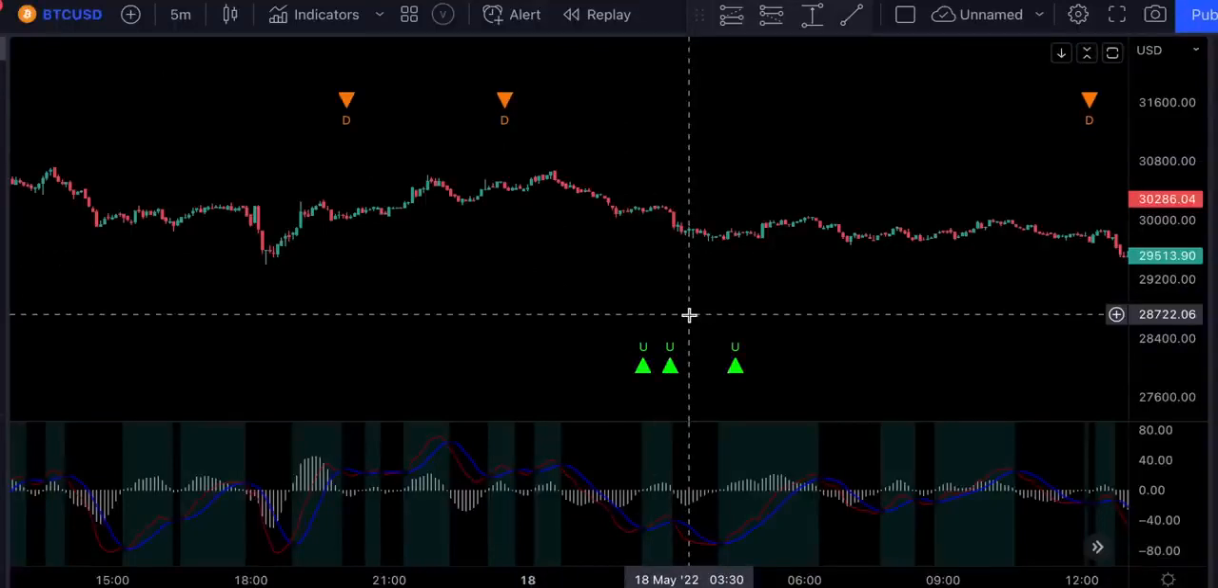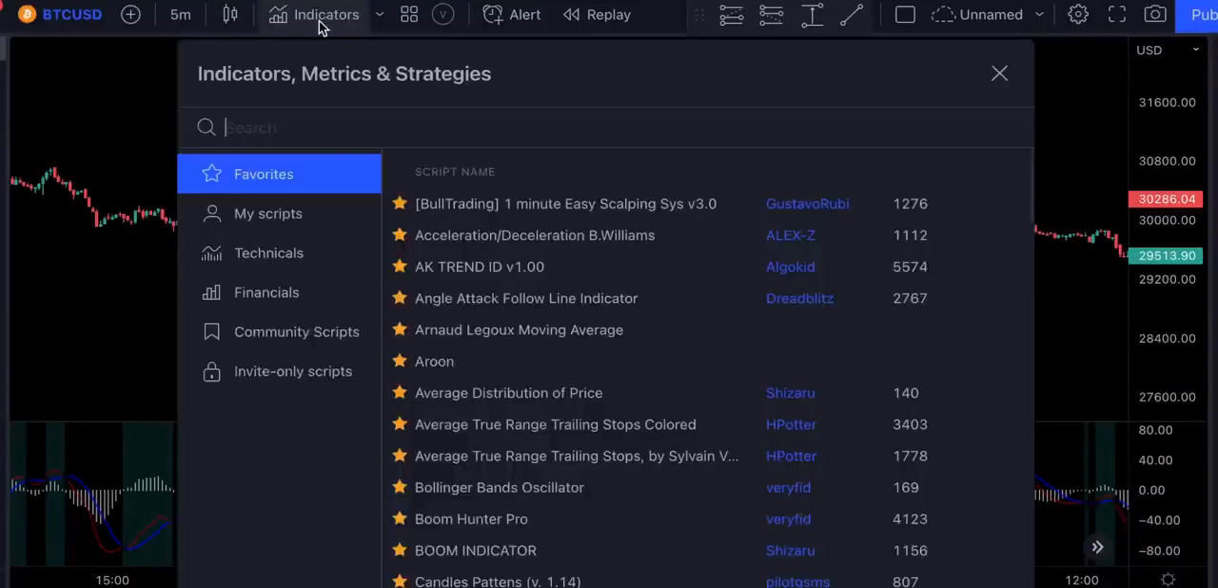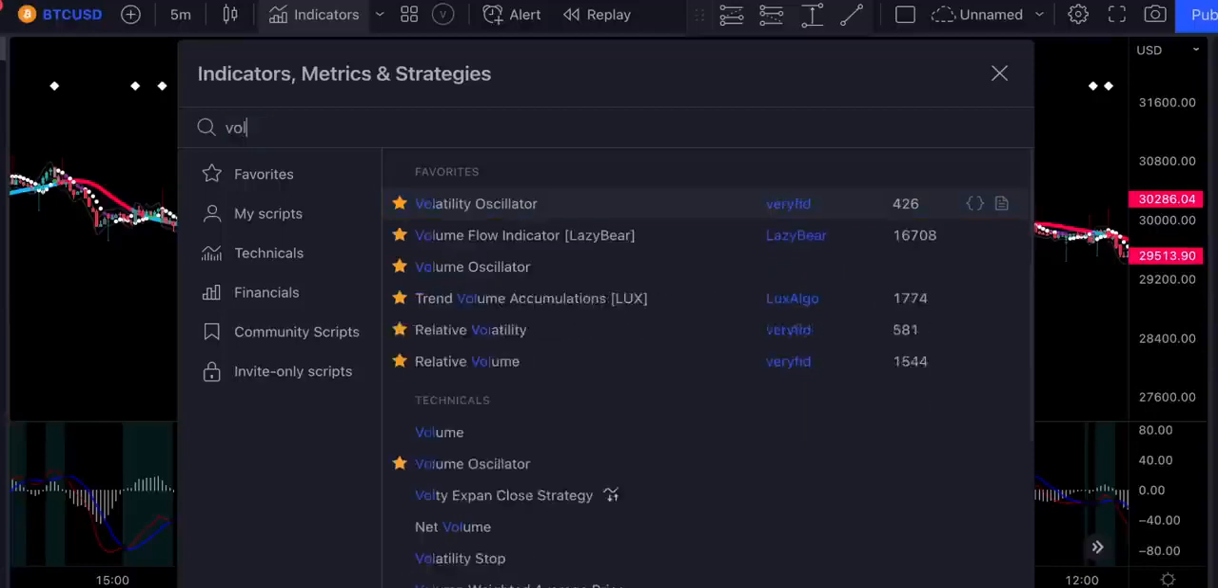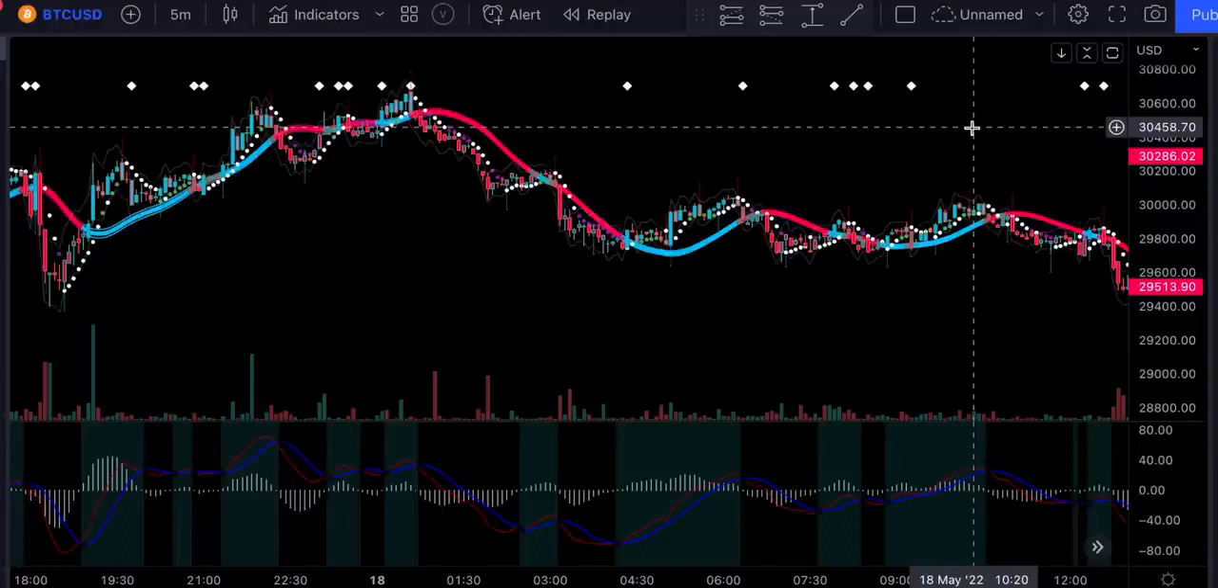So first, let's remove this money machine indicator and add another 2 indicators to our chart. So for the first indicator, we will search for SSL hybrid. And for the second indicator, we will pick a regular volume. Okay, now we need to adjust these indicators.